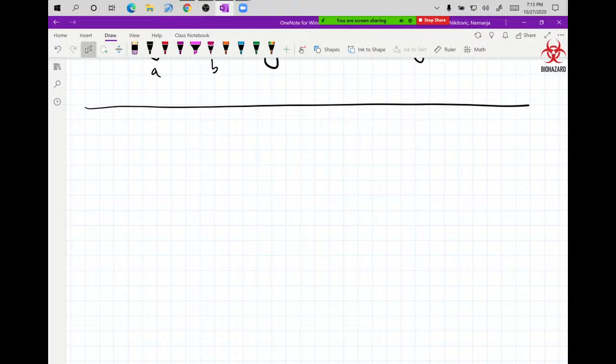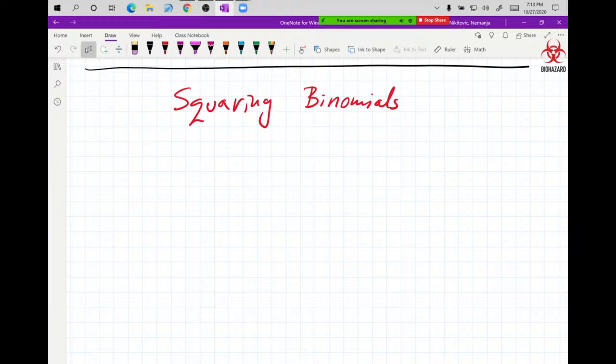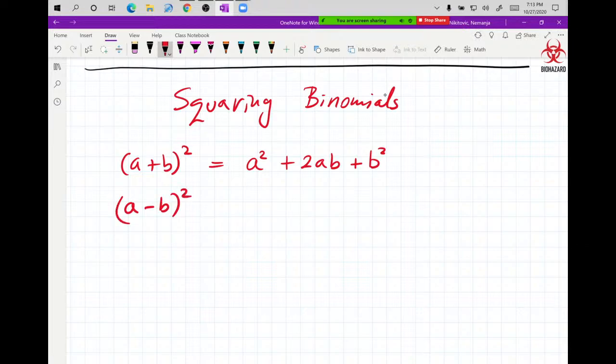The last concept for today's class is what we call squaring binomials. And that's exactly what it sounds like. You have a plus b, everything squared, which will give you the formula a squared plus 2ab plus b squared. And the one for minus is the same formula with the minus on 2ab.